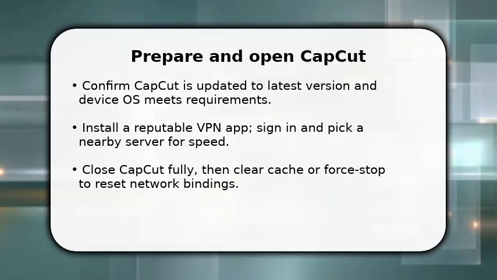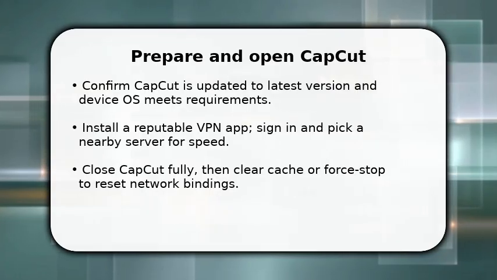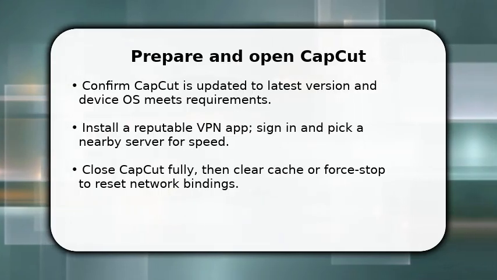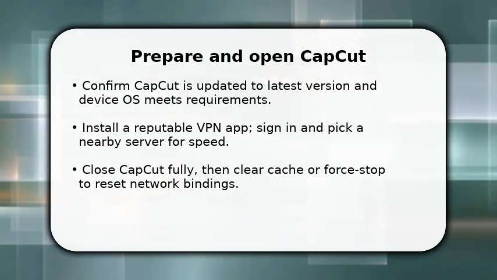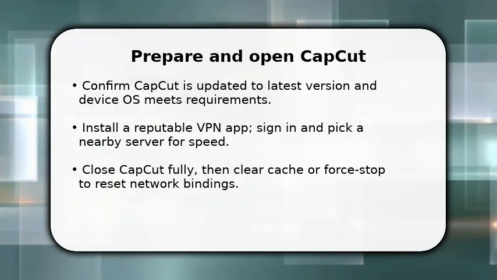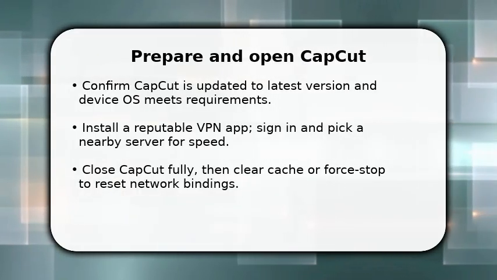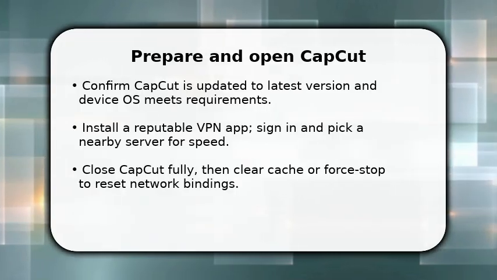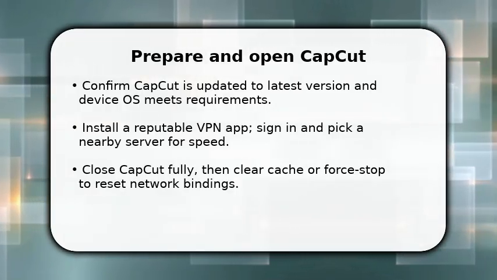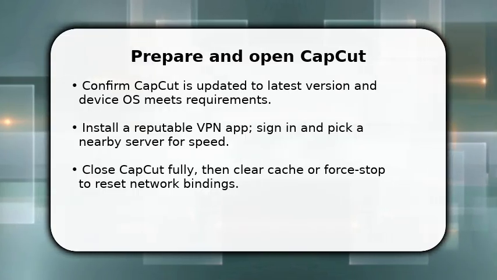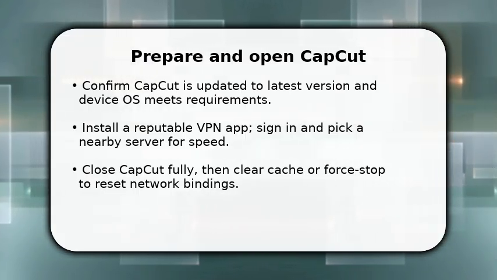You start by ensuring CapCut is up to date and your device OS supports recent apps. Next, open your chosen VPN app, sign in and select a server. Pick a nearby country for better upload/download speeds. Once done, close CapCut completely and clear its cache or force stop the app. This ensures the app will reconnect using the VPN route when reopened. Doing these steps prevents IP or region caching from blocking the change.